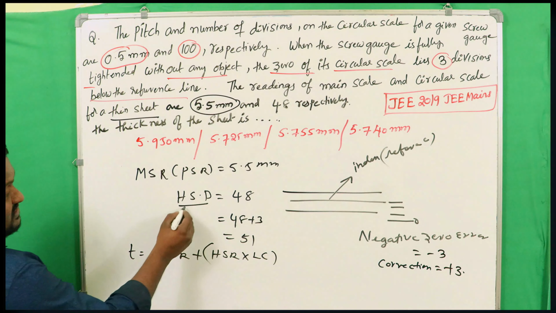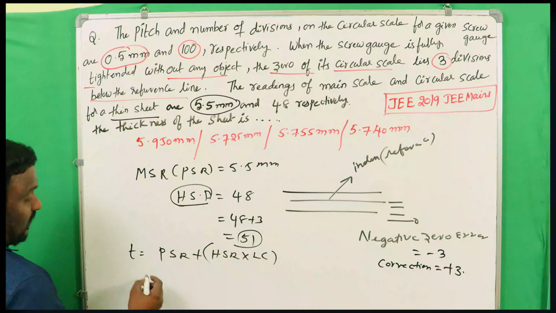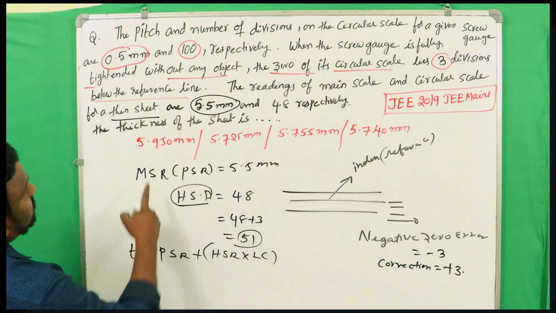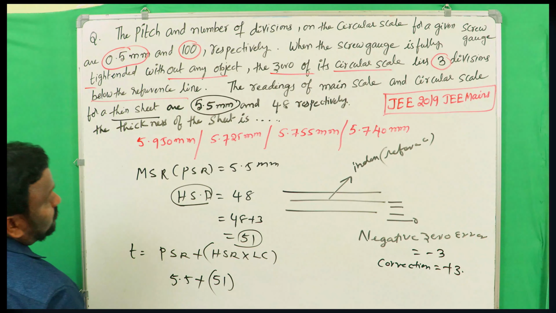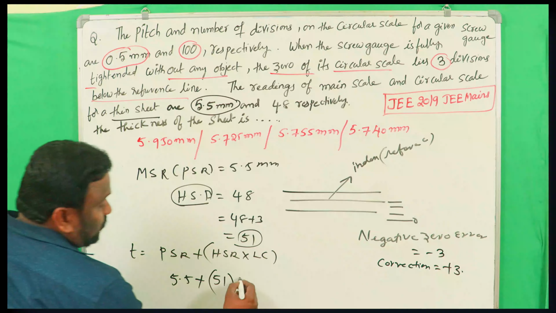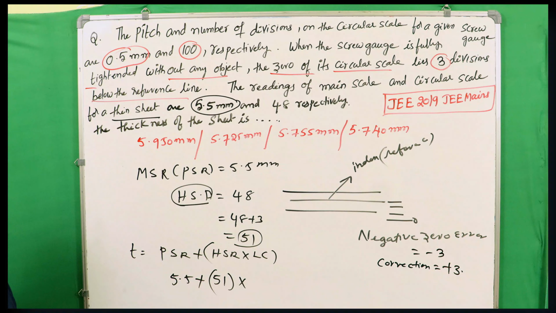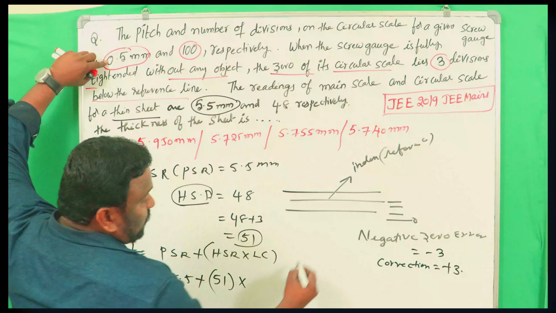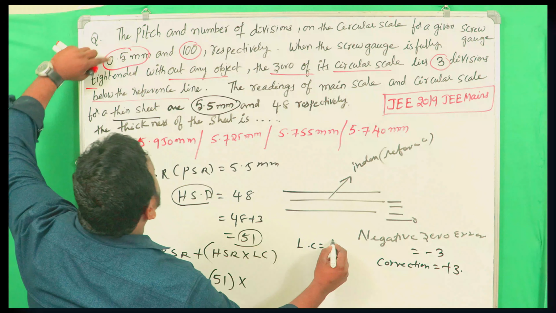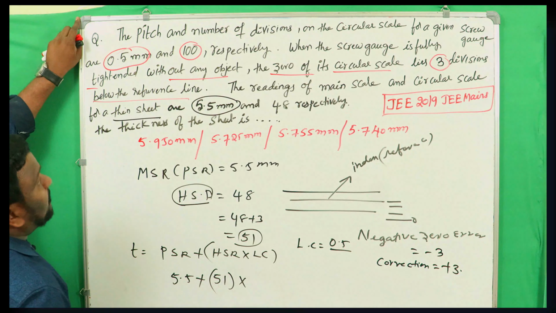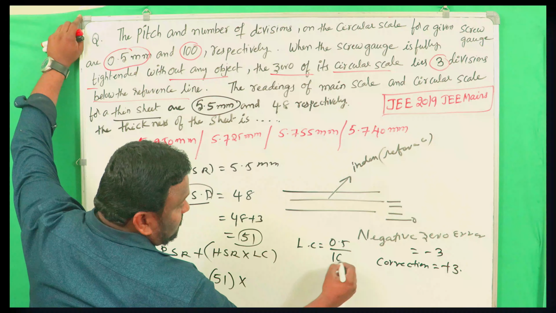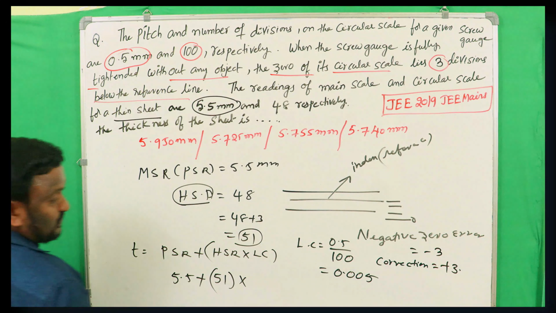Clear? So it is the observed and it is the corrected. And what is the PSR here? What is given? 5.5 plus 51 into LC. What is LC here? LC is pitch of the screw by number of divisions. So pitch of the screw is how much? 0.5 by 100, that is 0.005.